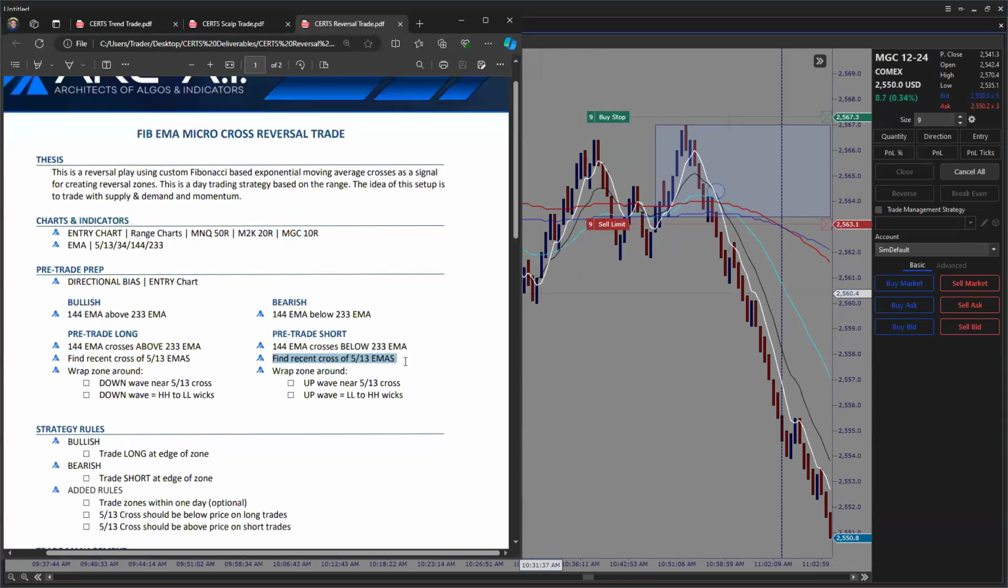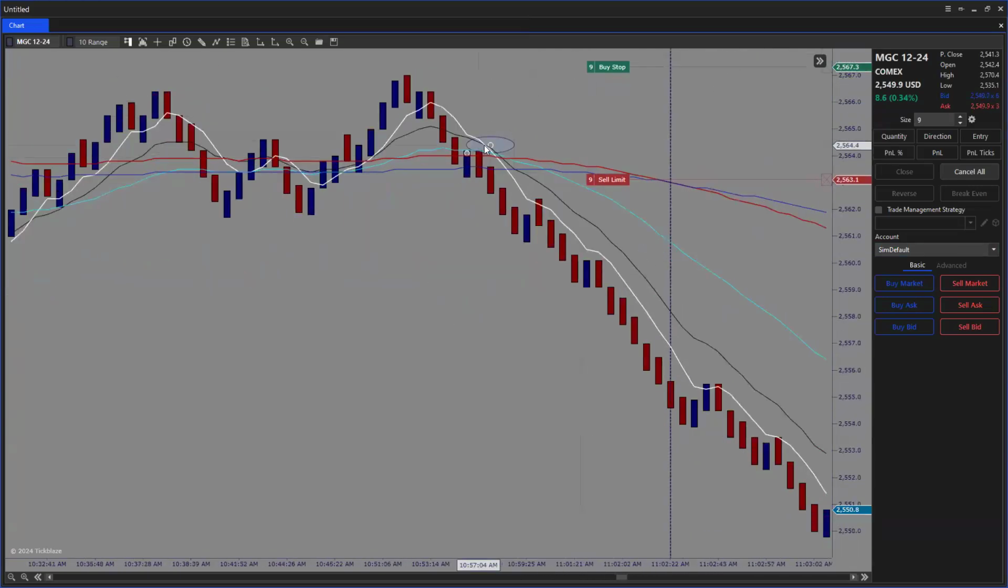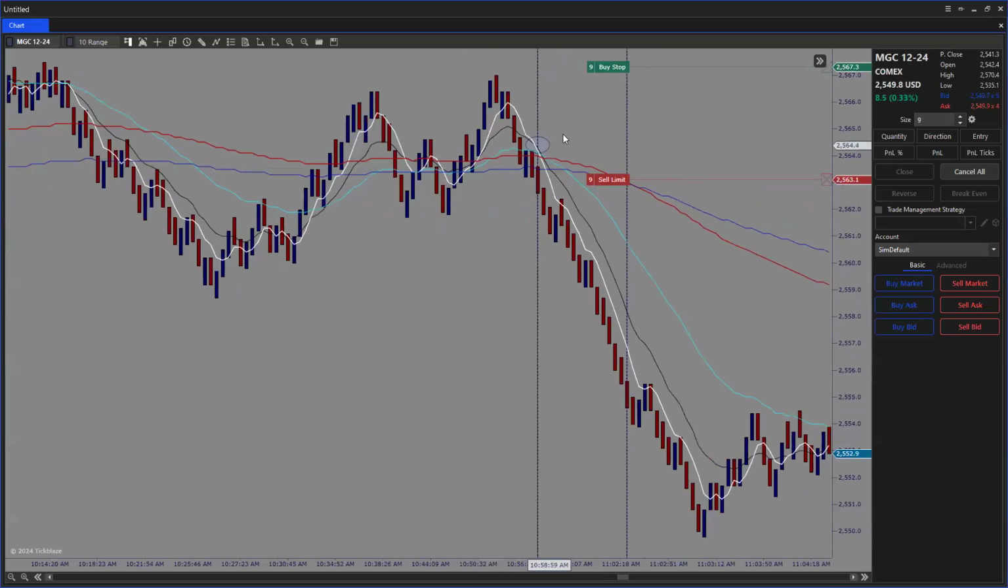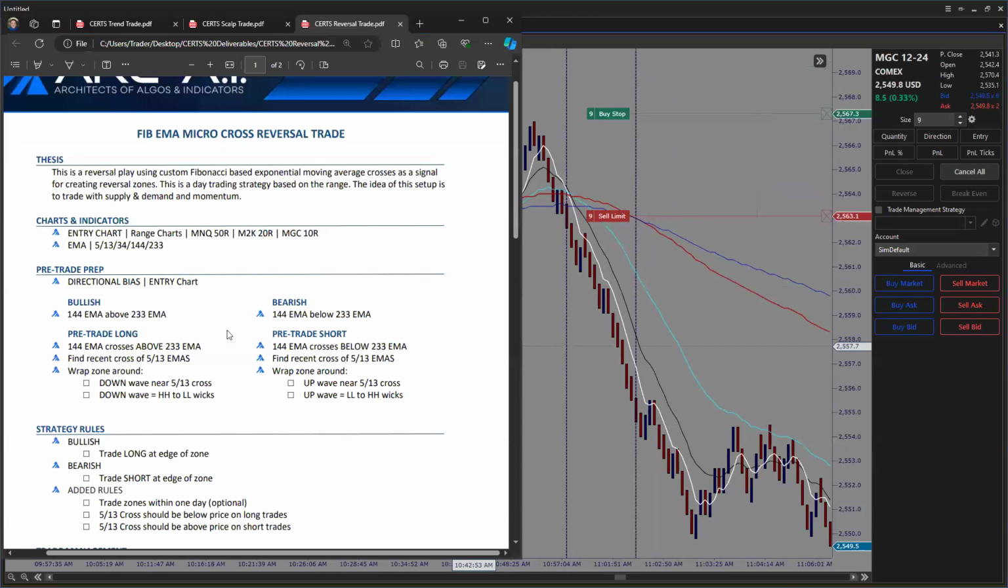Then we need to find the recent cross of the 513, which is right here. There's the cross on the 513, so we can draw a line in the sand there. Then we need to wrap a zone around the most recent up wave at or near that area.